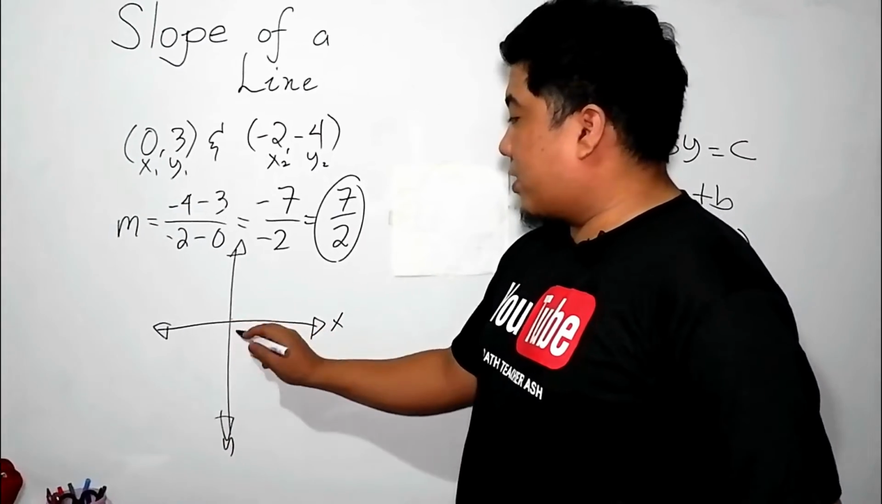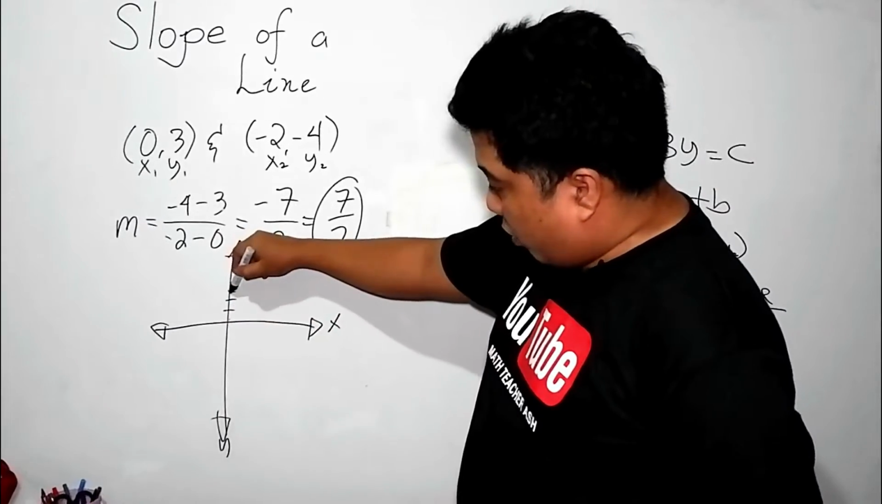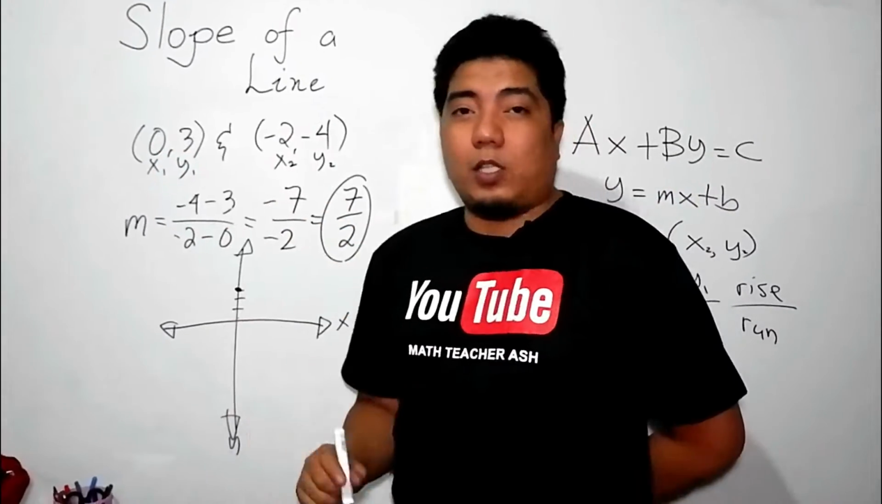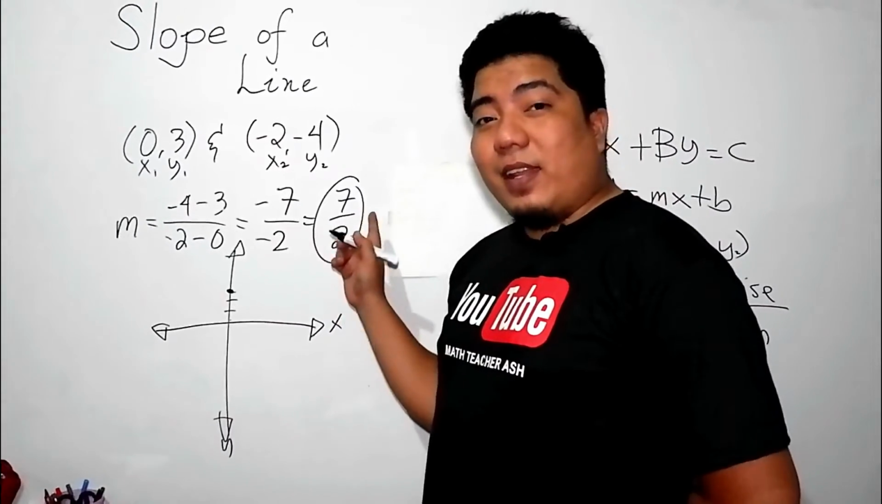So, that is 0 for x and 3 for y. 1, 2, 3. So, this is your point where 0, 3 is located. Now, it says here that you have 7, negative 2.